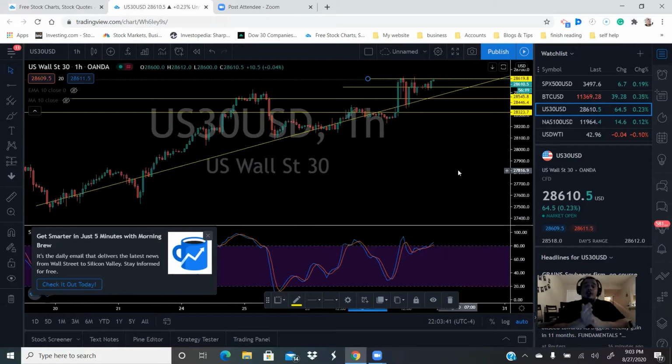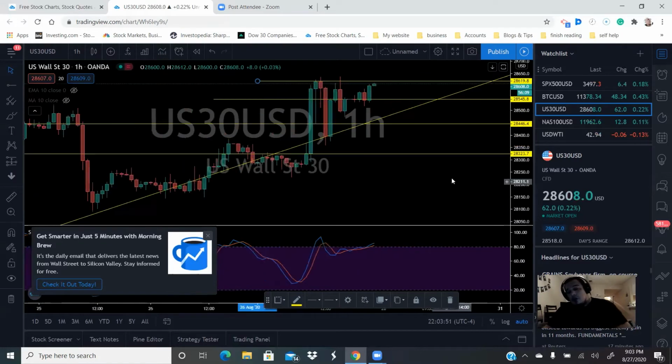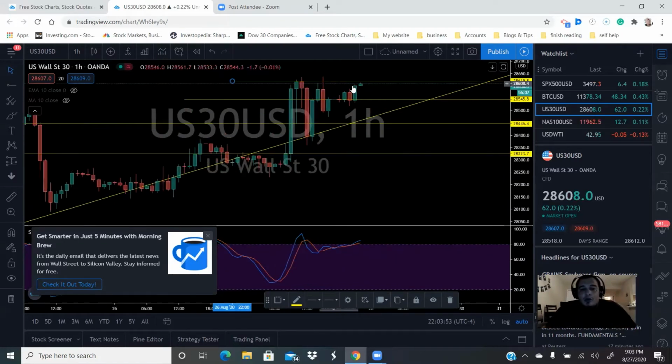So for the people that are real new, if I say bullish, buy, long, that means I'm looking to buy the US 30, looking for it to go up. So now I'm going to wait for it to come back down to about right here to see what it's going to do.